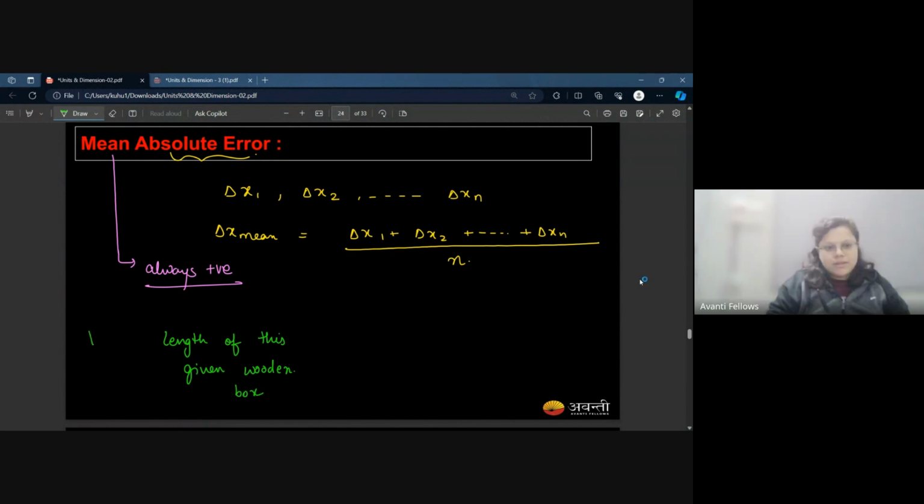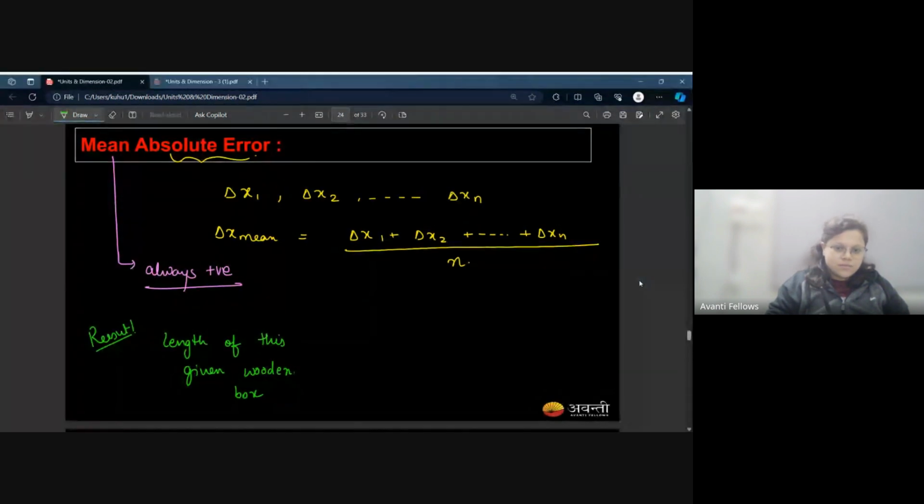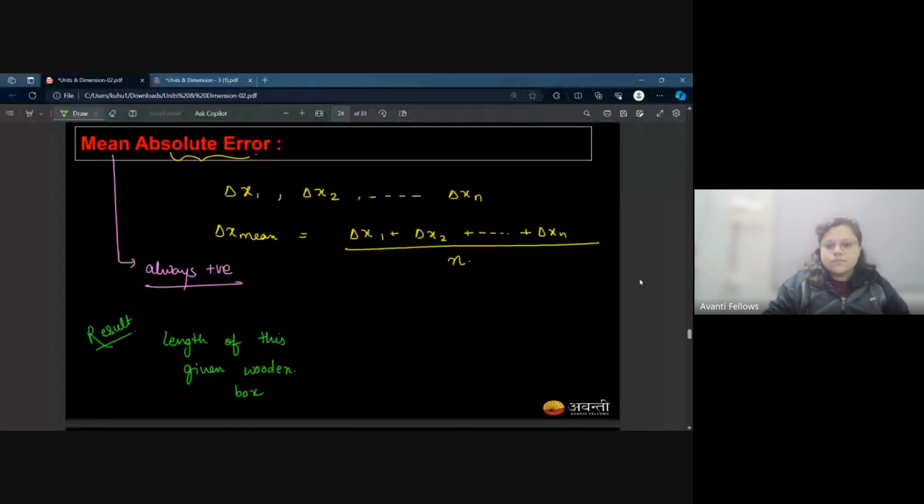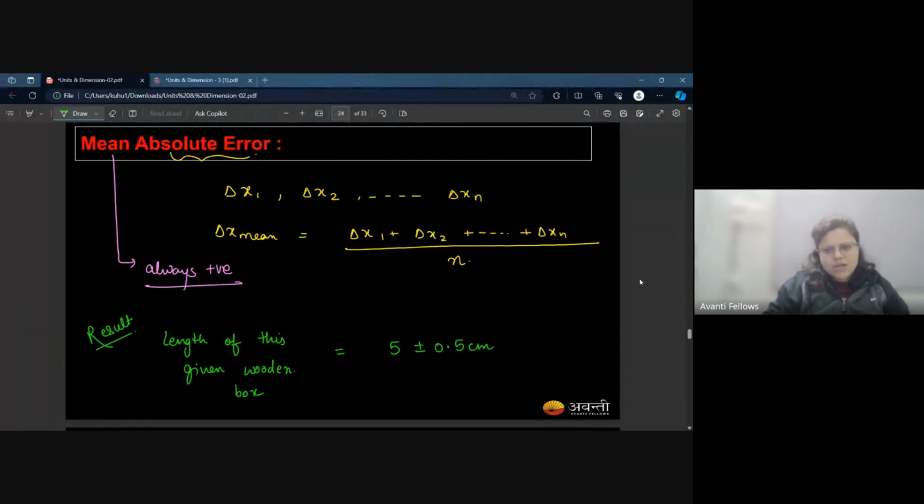So in the result, you will answer it something like this. For example, 5 centimeter plus minus 0.5 centimeter. Just one instance. This 0.5 is your mean absolute error. And this is the most acceptable way to register any data. To give any data, you need to write it in this form only: X plus minus delta X.